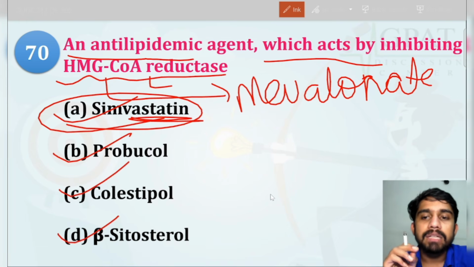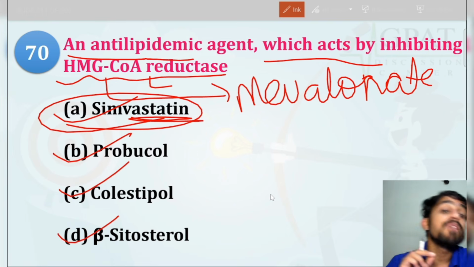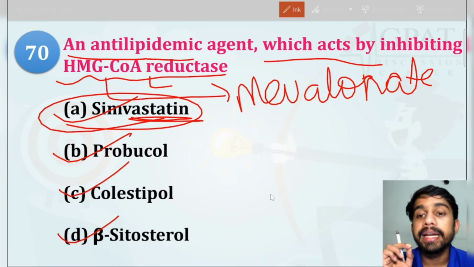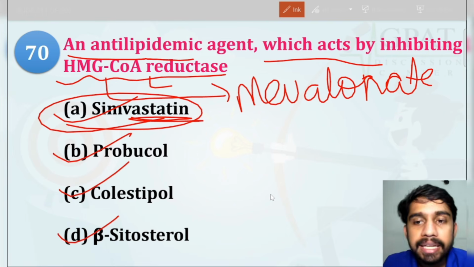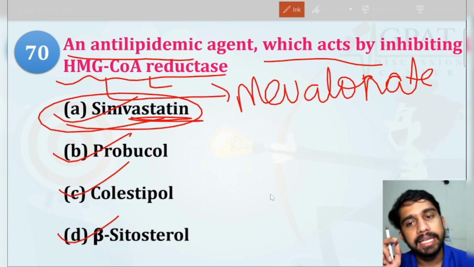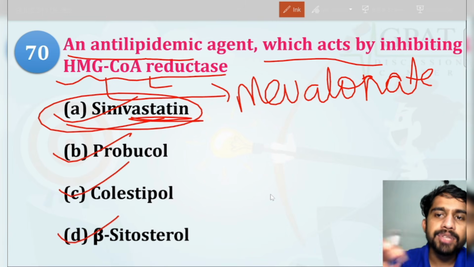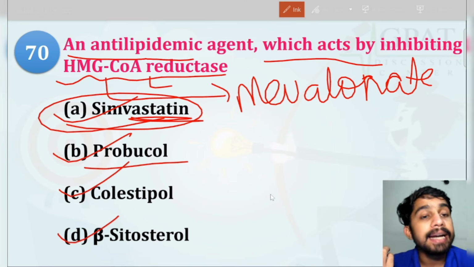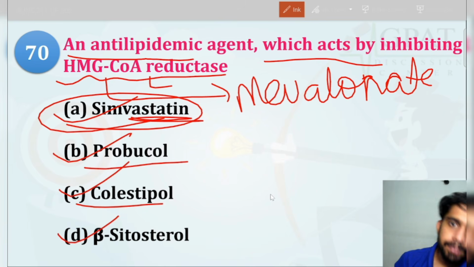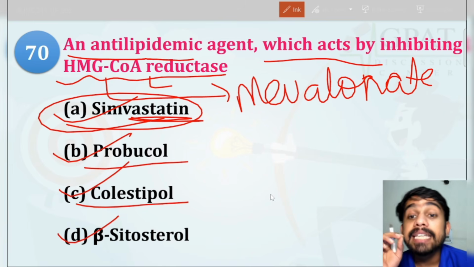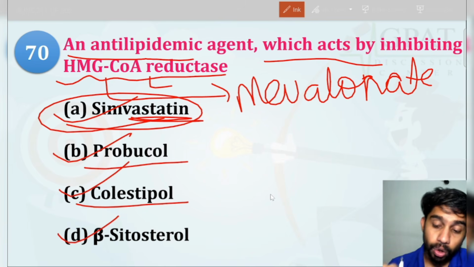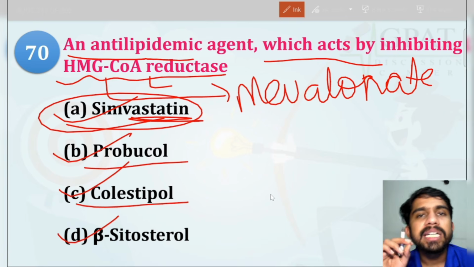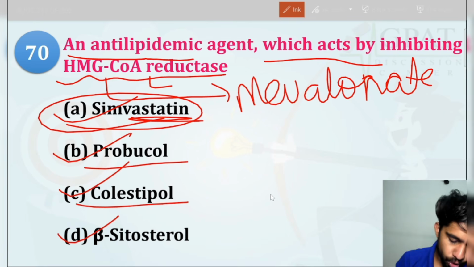Remember that simvastatin is also a prodrug. It gets activated in the liver, and the active hydroxy acid is formed. Okay, simple. Next, probucol is an antioxidant and it lowers the LDL level. And if you talk about cholestyramine, it is a bile acid sequestrant. It is not an HMG-CoA reductase inhibitor. It is a bile acid sequestrant, and this is beta sitosterol.